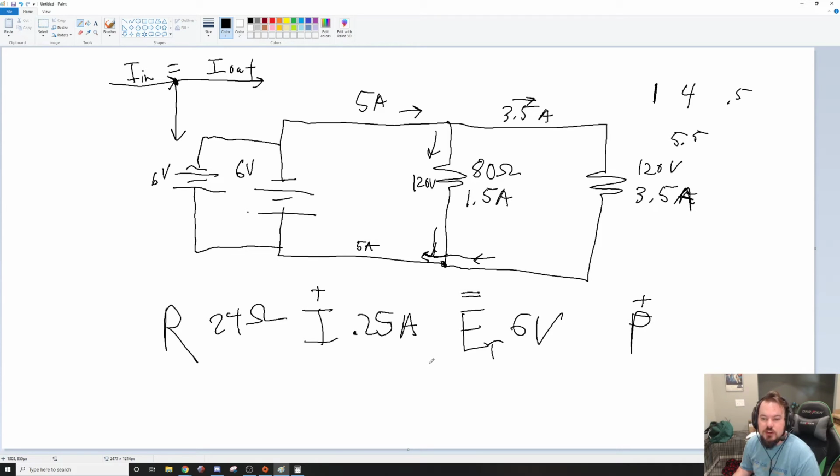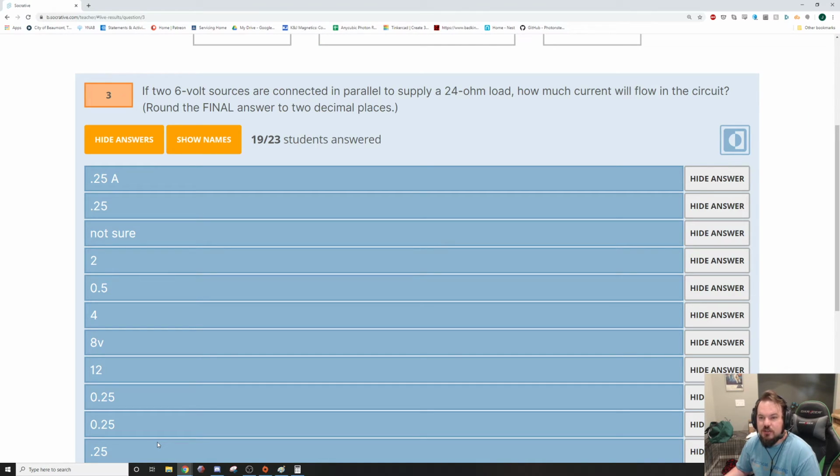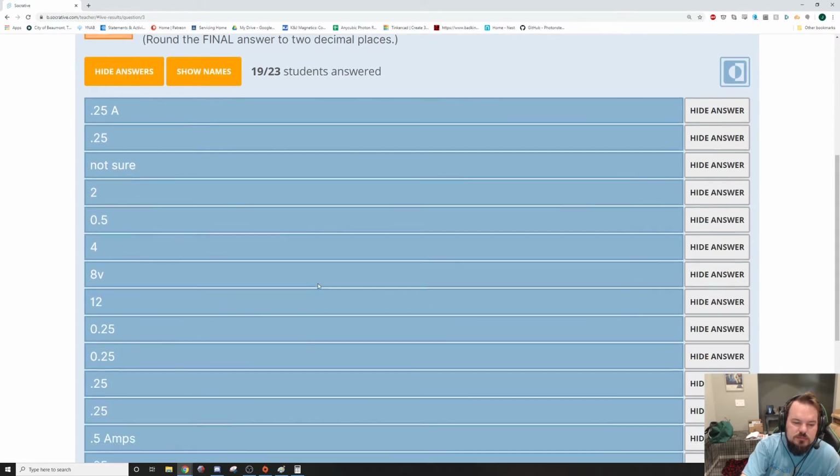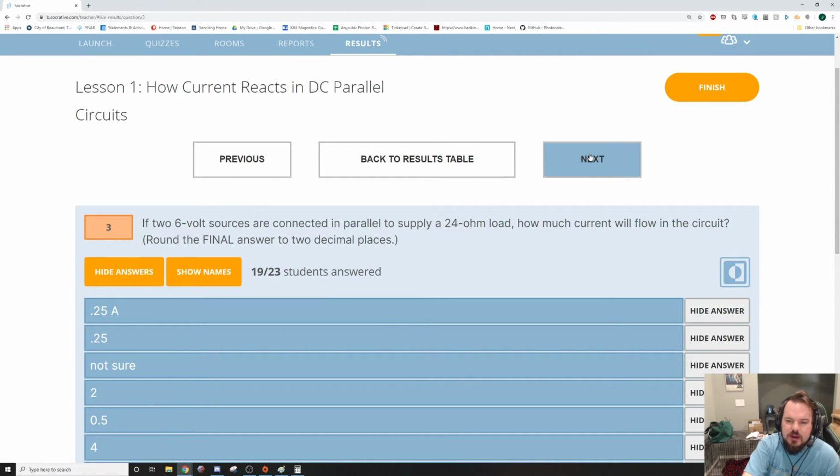Battery runtime is measured in amp hours. So if this was a 1.5 amp hour and this was a 1.5 amp hour, well then you have 3 amp hours total. Now, if you put batteries in series, like we were talking about last week, they add up. 0.25. Looks like a lot of y'all got it. Good job.